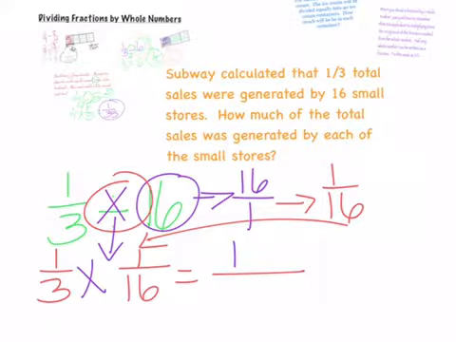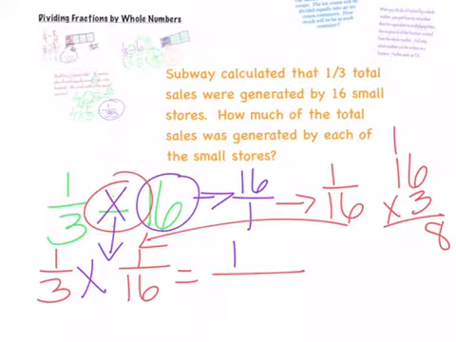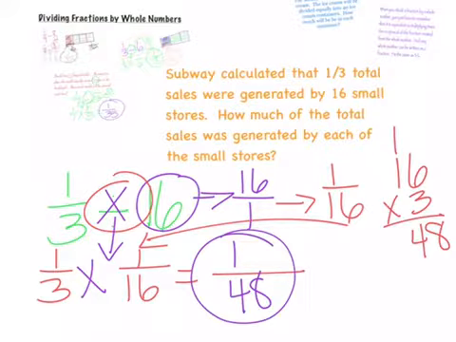Now, if it's not one of the multiplication facts you automatically know, it's okay. Let's just work it out. What is 6 times 3? Good, 18. Let's regroup the 1. 3 times 1 is 3. Add 1 more. 4. So 48. So 1/48 is your answer. 1/3 divided by 16 is 1/48.